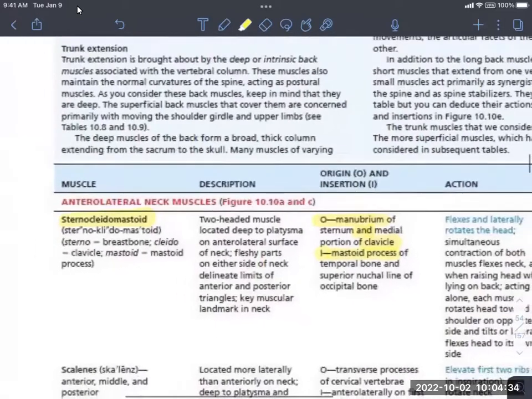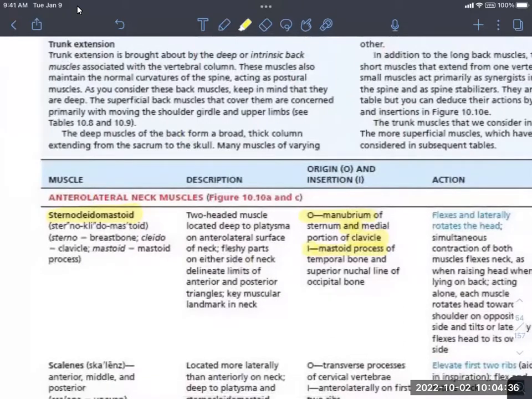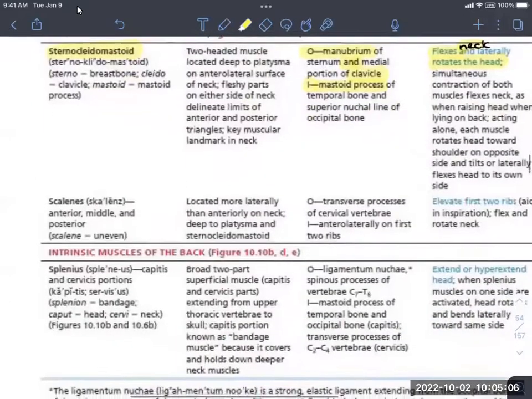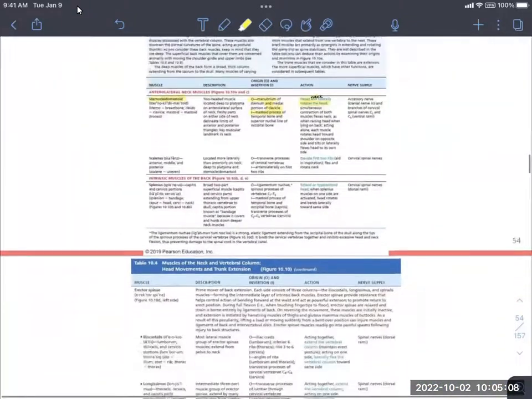That sternocleidomastoid, it's going to flex and rotate the head. It flexes your neck. So it allows you to bend your head from side to side, take your ear to your shoulder. That is what that sternocleidomastoid will do. We don't need our scalenes. We don't need the splenius.